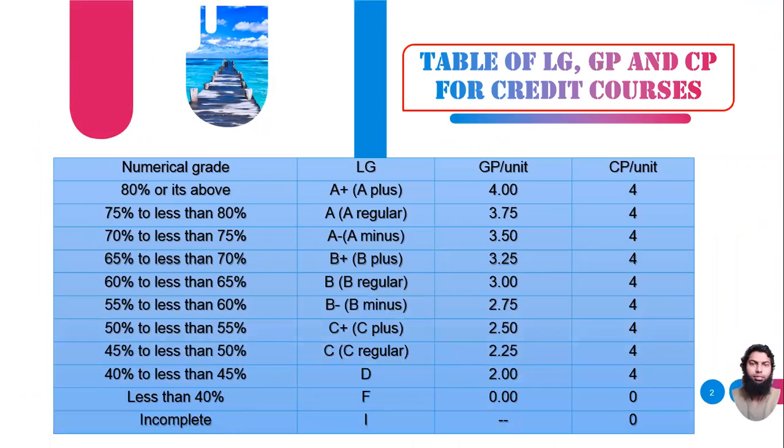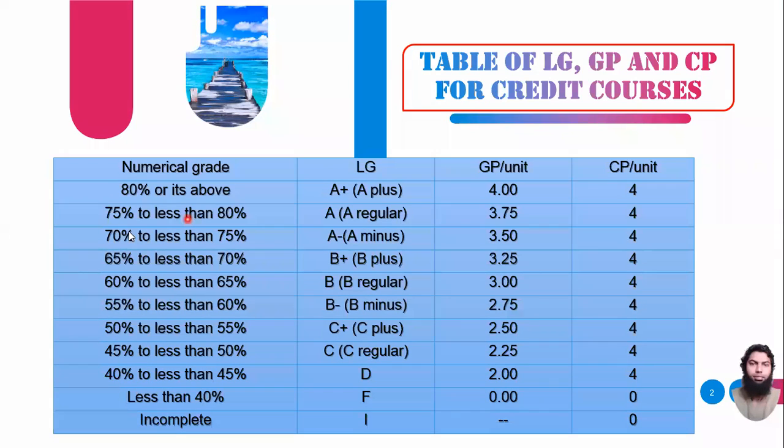According to the UGC, this is the system for grading in case of pharmacy, where if anyone gets 80% and above marks, she or he will be awarded with A plus, and A plus corresponds to grade point 4.00. If the mark is 75 to 79%, then the letter grade will be A regular and the grade point will be 3.75.